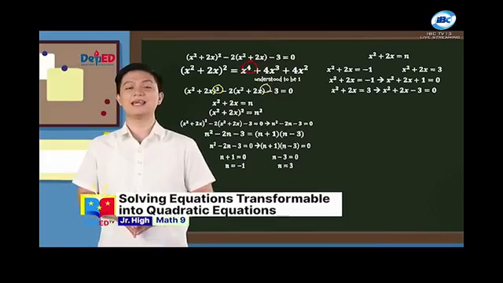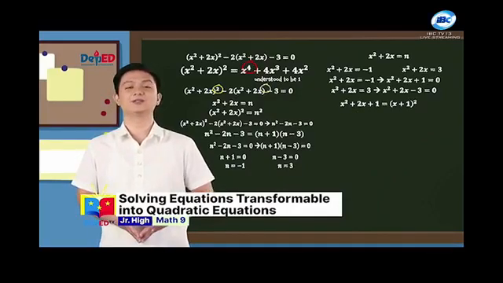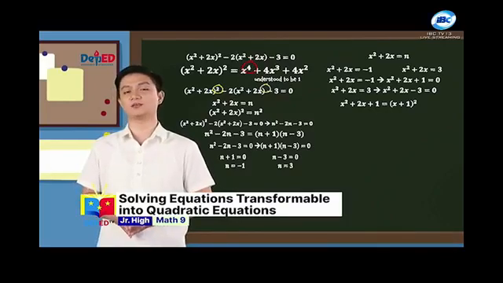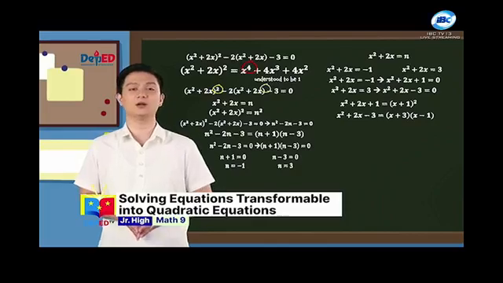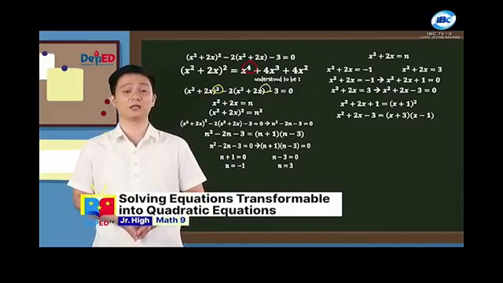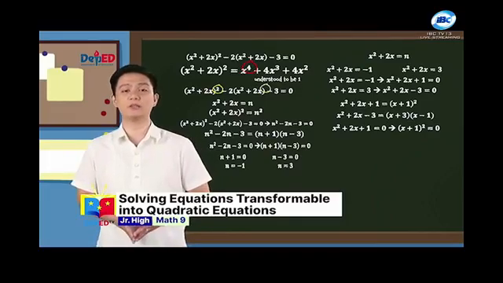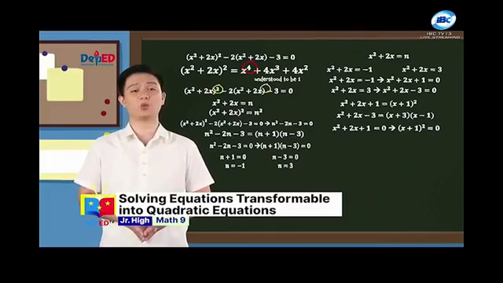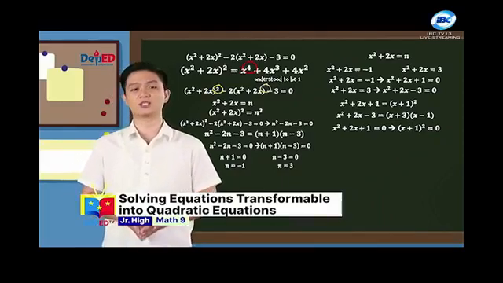Both trinomials in these equations are factorable. x squared plus 2x plus 1 is equal to the square of the binomial x plus 1, while x squared plus 2x minus 3 is equal to the product of the binomials x plus 3 and x minus 1. Therefore, the equation x squared plus 2x plus 1 equals 0 will now be written as (x plus 1) quantity squared equals 0, which can be solved by extracting square roots.